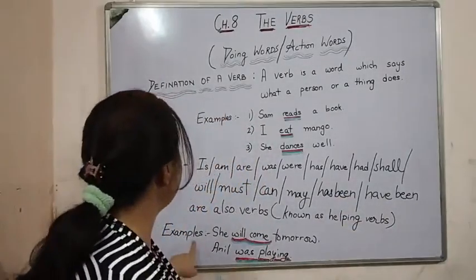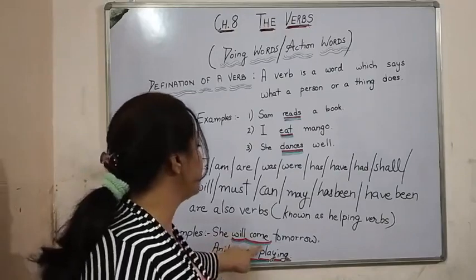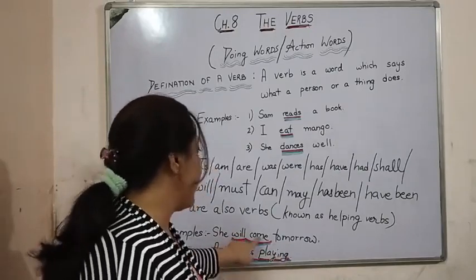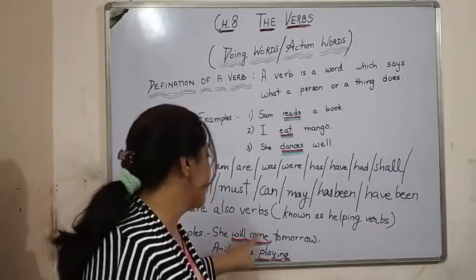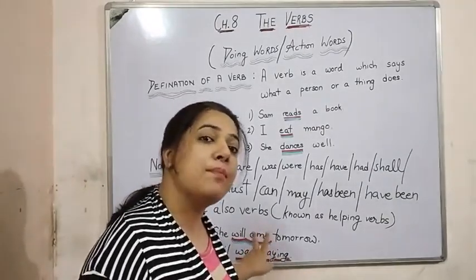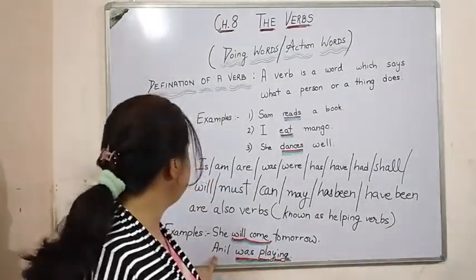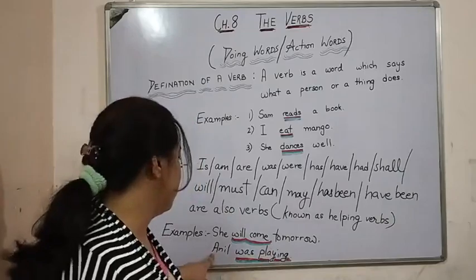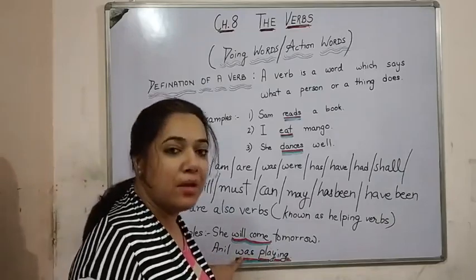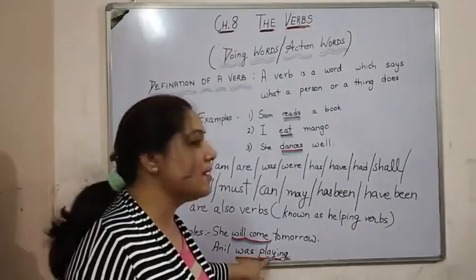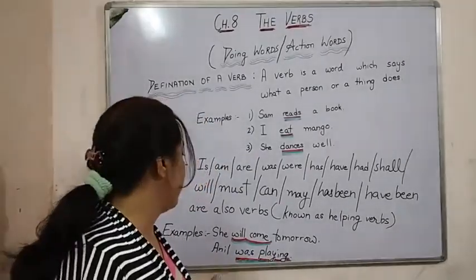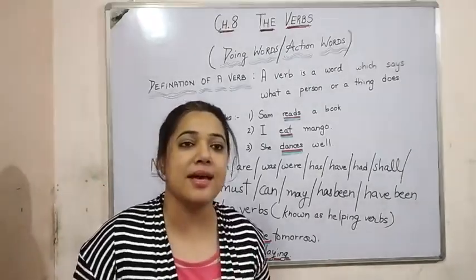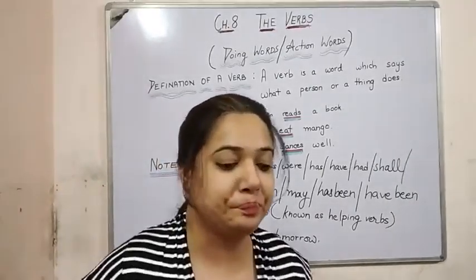So let's see the examples. She will come tomorrow. Here, will is the helping verb and come is the main verb. But when they are together, they both are verbs. Secondly, Anil was playing. Here, was is a helping verb and playing is the main verb. So here, was playing is considered as the verb.